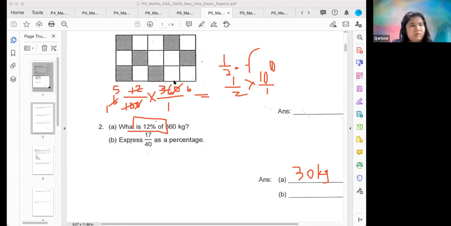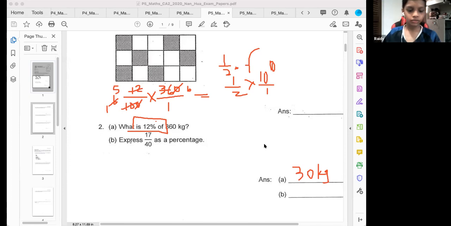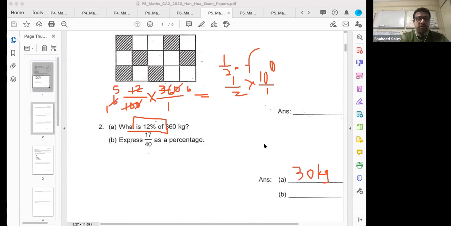I typed 12 out of 100 times 360 and I didn't even get 30. Can you check your mode? 12 divided by 100 now. Sorry, I will check again. Sorry, one moment. Did I do something wrong?